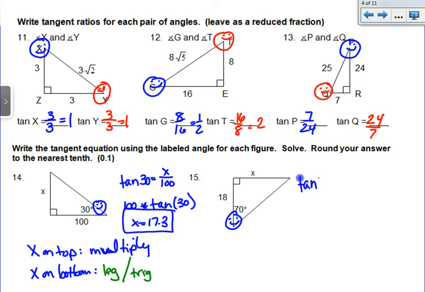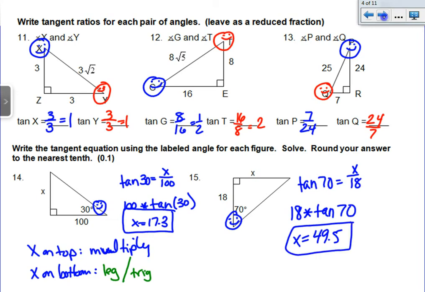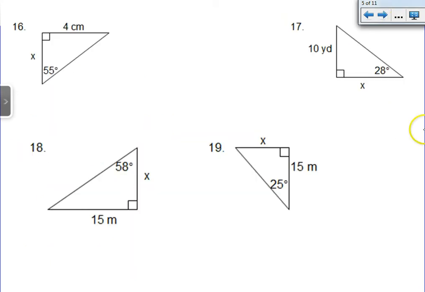So again, we're going to set up the tangent of 70 this time, opposite over adjacent, so x over 18. Since x is on top, this is a multiplication problem. So you're going to type in 18 times the tangent of 70, and looks like we get 49.5. I'm not showing you how to type it on the calculator because I'm sure you can handle it, and frankly my calculator is really annoying to use.